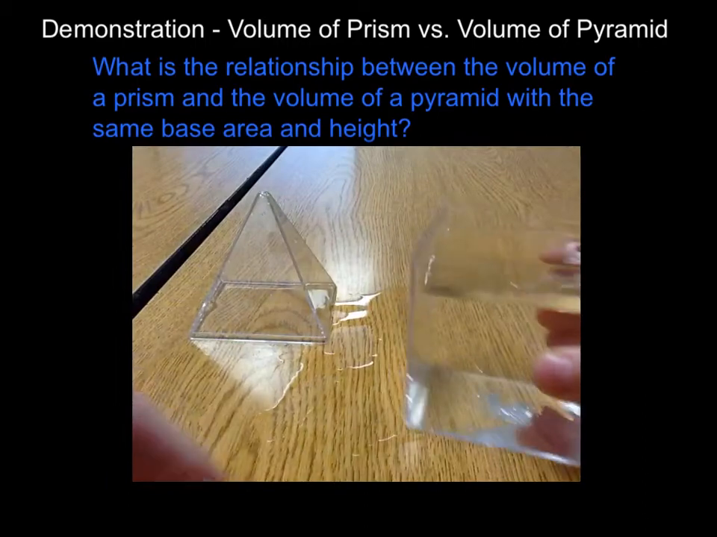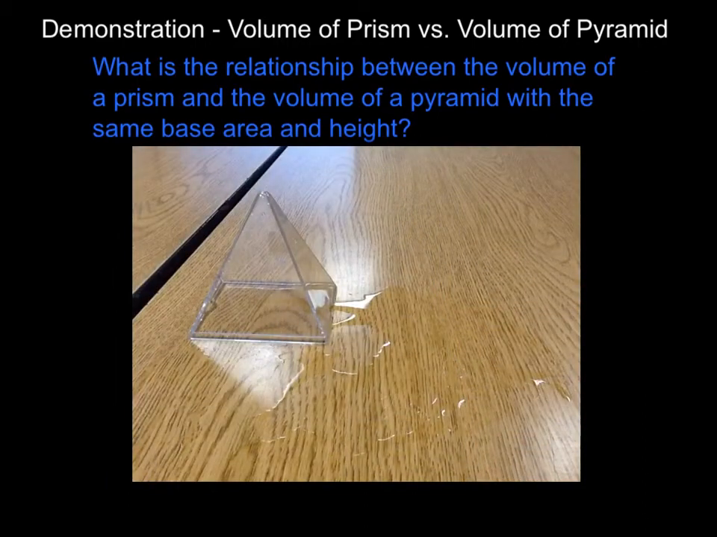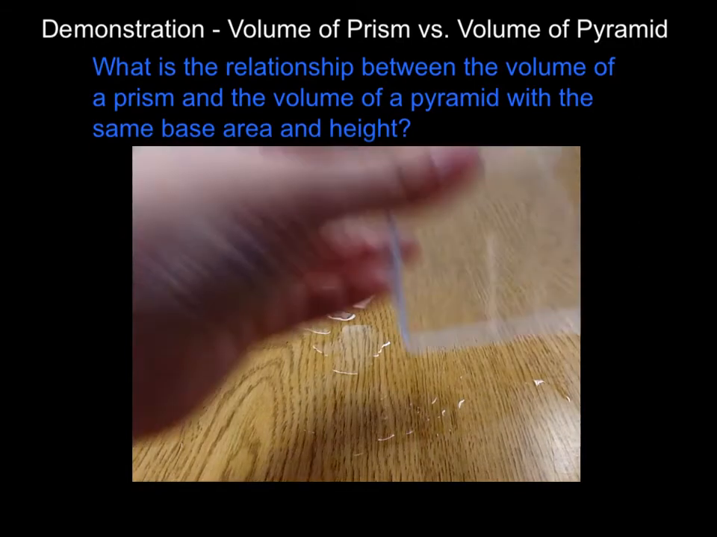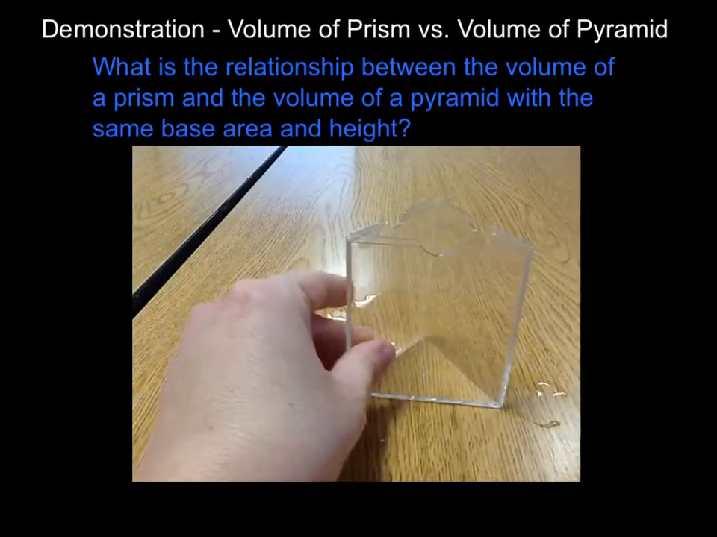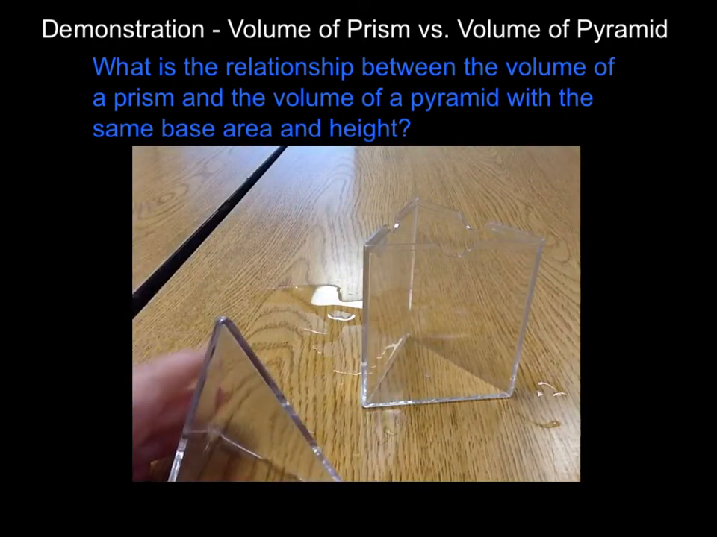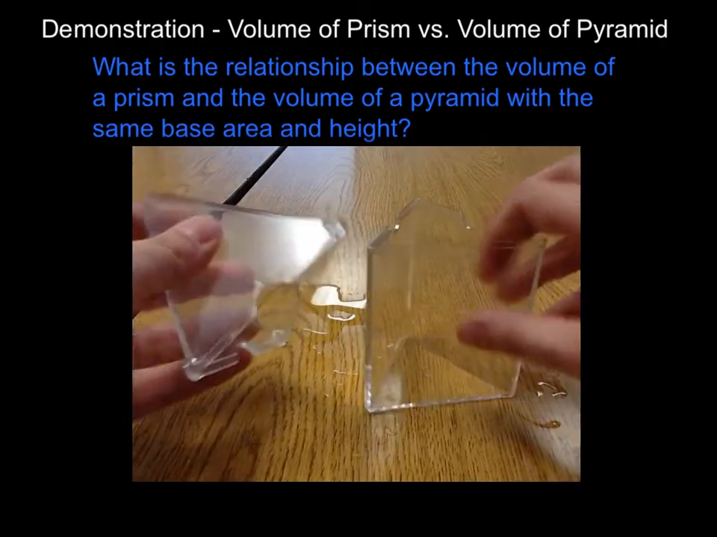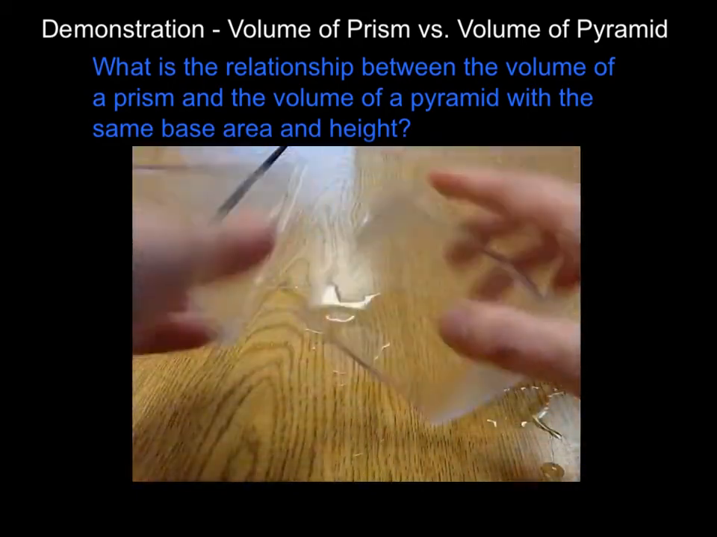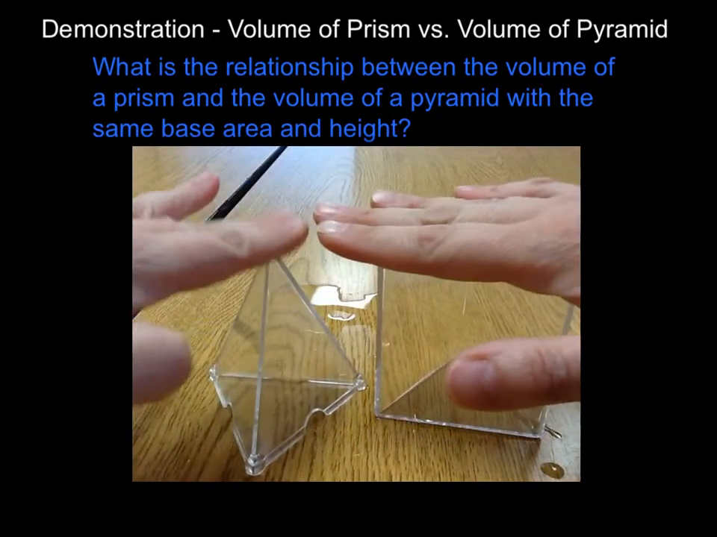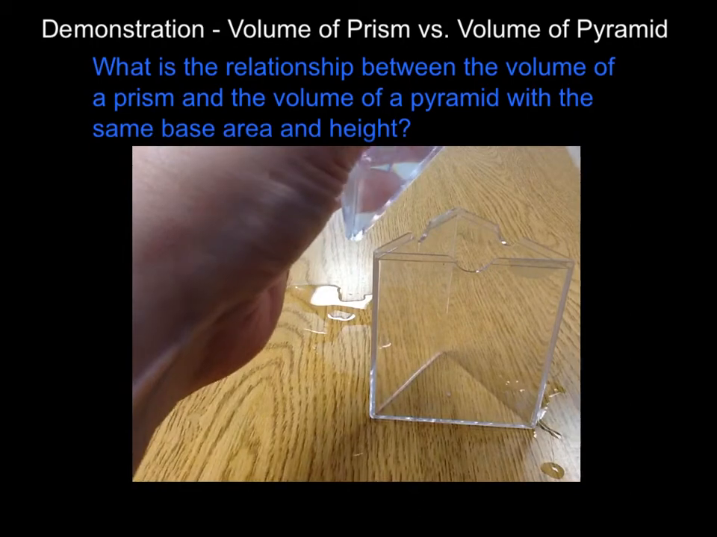Now, let's look at this prism. This is a triangular prism. So if I take this triangular prism and I take this triangular pyramid, they have the same base area. There's no overlap, and they actually are the same height. And what happens, will it work again?